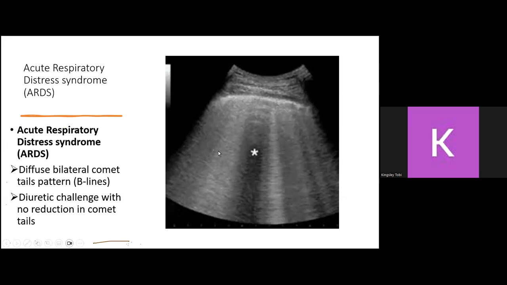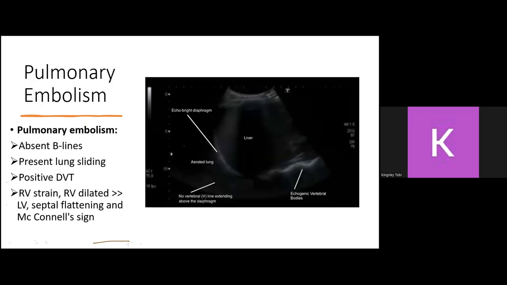So when you see multiple B lines, the diffuse comet pattern, without any reduction in the B lines upon diuretic challenge, your patient most likely has ARDS. And don't forget, like I mentioned, lung ultrasound is focused and seeks to answer binary questions. You want to make a diagnosis. Is my patient ARDS? Remember, there are other features of ARDS that must come into play. But on lung ultrasound, you see these diffuse B lines that will not change with diuresis.